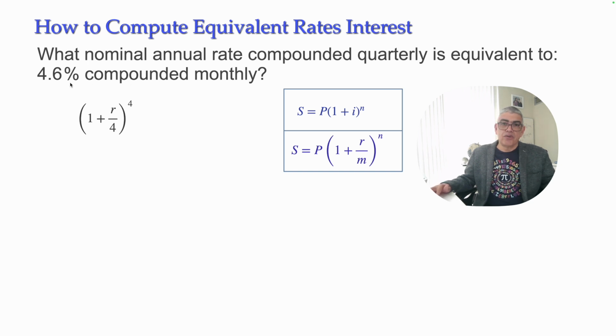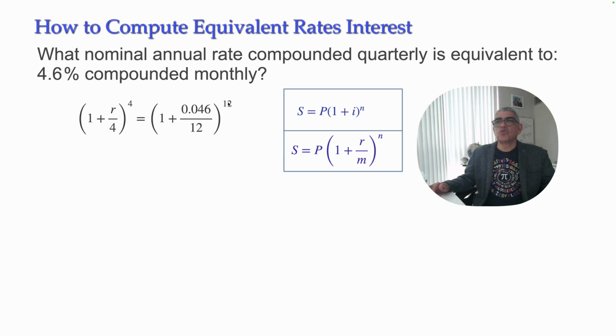If you invest $1 at 4.6 compounded monthly, then after 1 year you're going to have 1 plus 0.046 divided by 12 to the power 12. And then solve for R. Solve for R means that you are going to divide both exponents by the one of the right side, the one of the side where you see the R. So you divide by 4 here, divide by 4 at the other side.